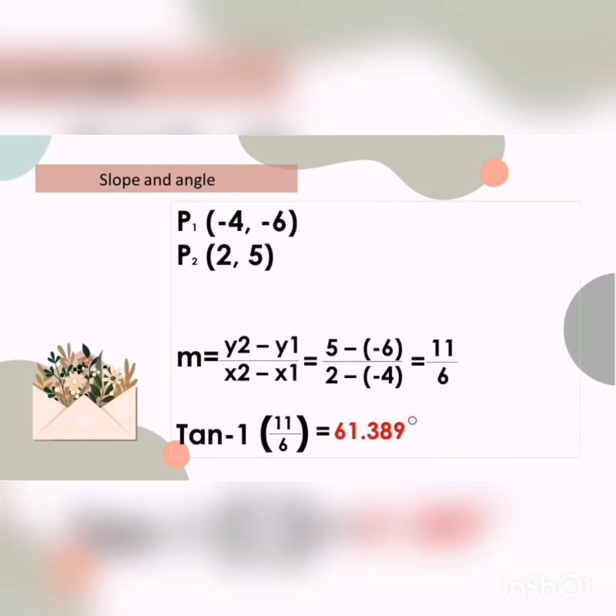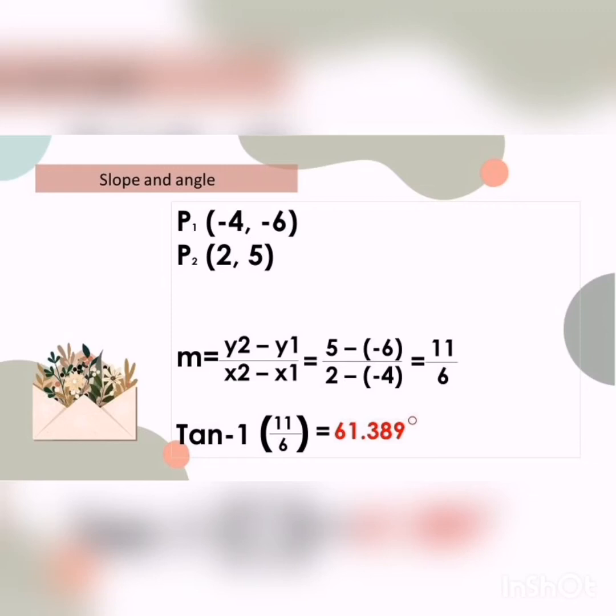The formula of the slope is m equals (y2 minus y1) divided by (x2 minus x1). Now we replace the values with those of the coordinates already given. So it's 5 minus (minus 6) divided by 2 minus (minus 4), which equals 11/6.